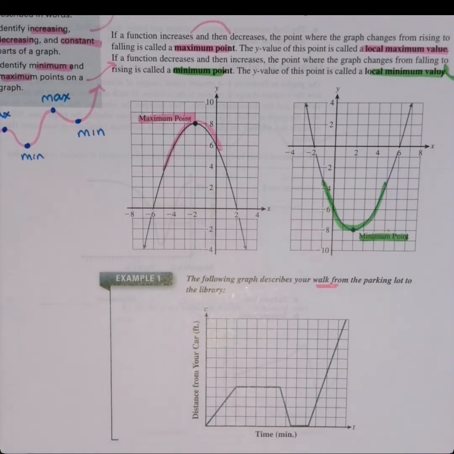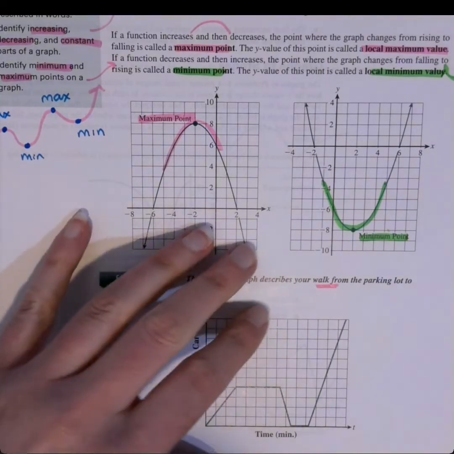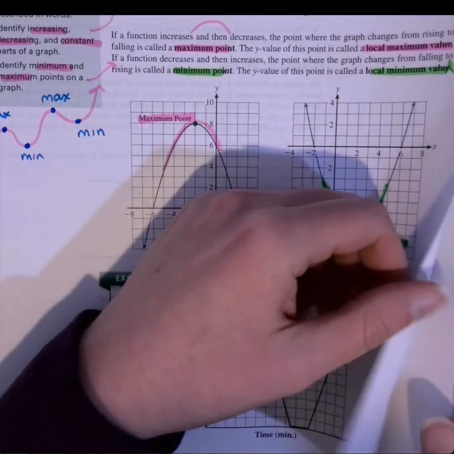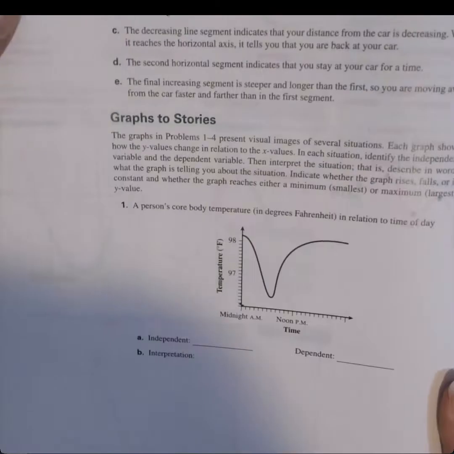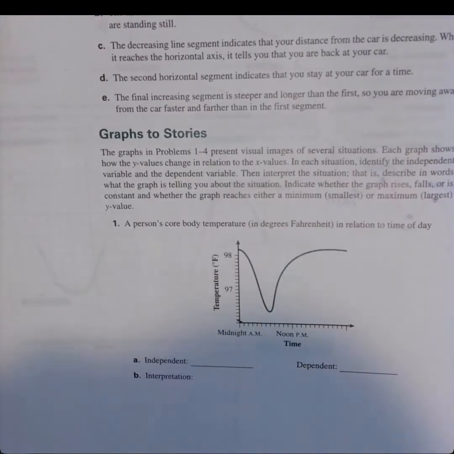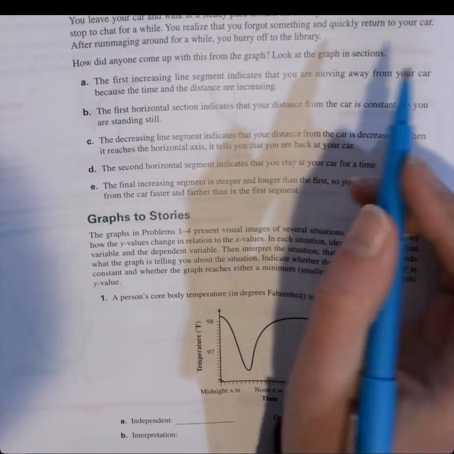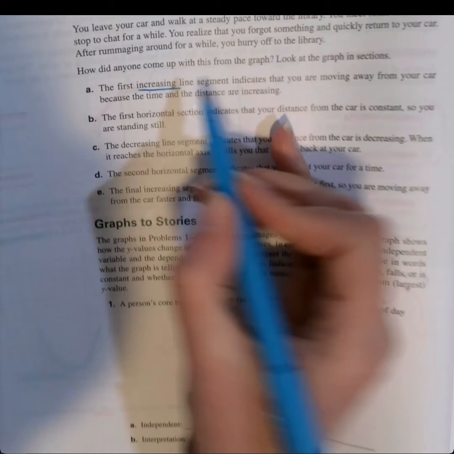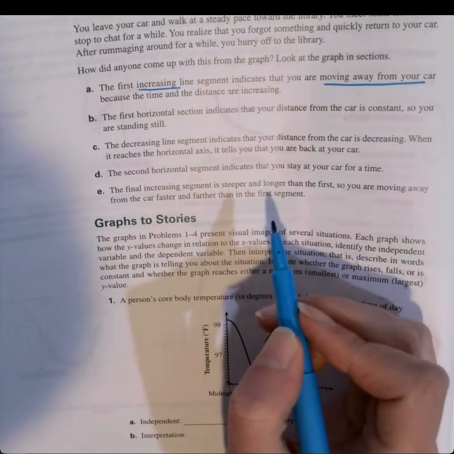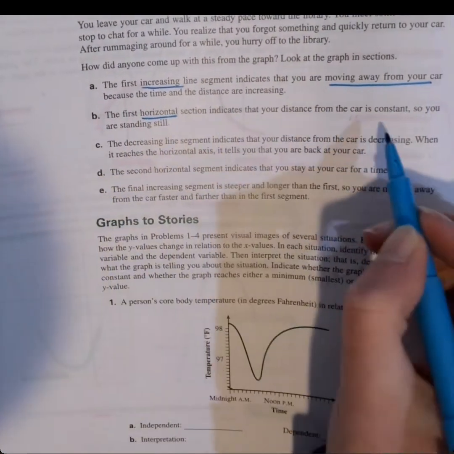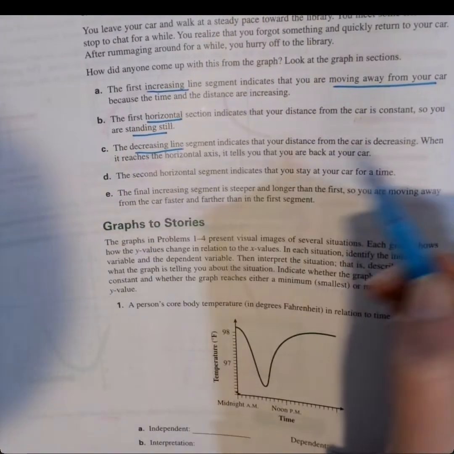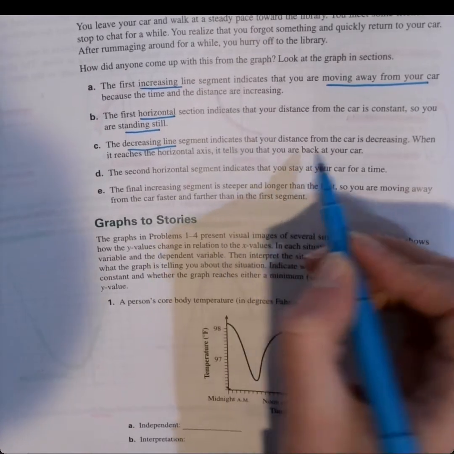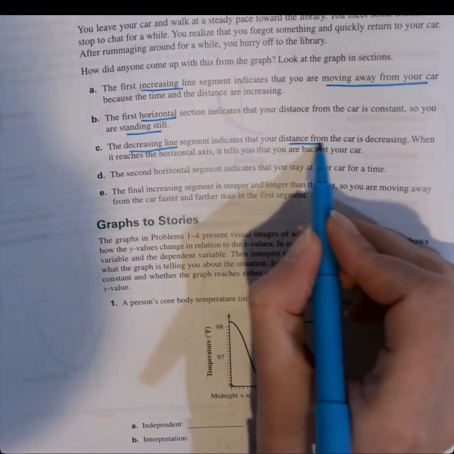So on the next page, we're going to get a chance to write some of that up in the descriptions. As a matter of fact, I believe they write it up for our situation here, and then we'll write the story for the next situation. So looking at what's happening, the first increasing line segment indicates that you're moving away from your car. The first horizontal segment means that we're standing still. Then the decreasing line segment means that you are going back to the car. So the distance from the car is decreasing.